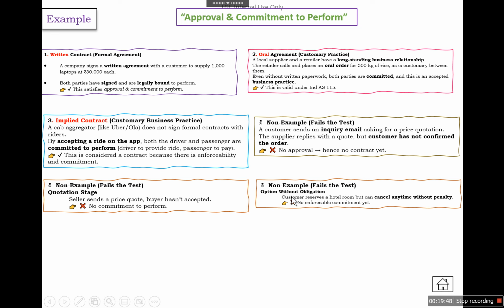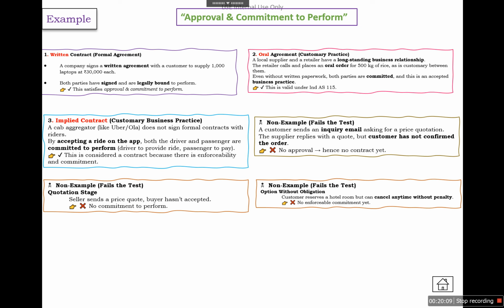Next, there may be an option without the obligation. For example, a customer reserves a hotel, but there is an option that he can cancel anytime without any penalty. So there is no enforceability, and it is not under the purview of Ind AS 115. Revenue will not be recognized.